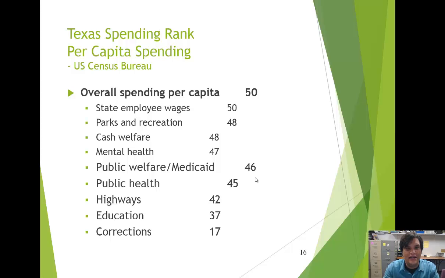State employee wages, state employees don't make much at all here in Texas. If you're a state employee, you're ranked 50th overall. Parks and recreation, we're 48th overall. Cash welfare, we're 48th overall, so we don't hand out a whole lot of welfare. Mental health services, we don't spend a whole lot of money on that. We're 47th overall. Public welfare and Medicaid, 46th overall. Public health, 45th. Highways, 42nd, so we don't spend a lot of money on our roads either. And then education, we're down near the bottom as well. We're 37th overall on spending money per student on education.